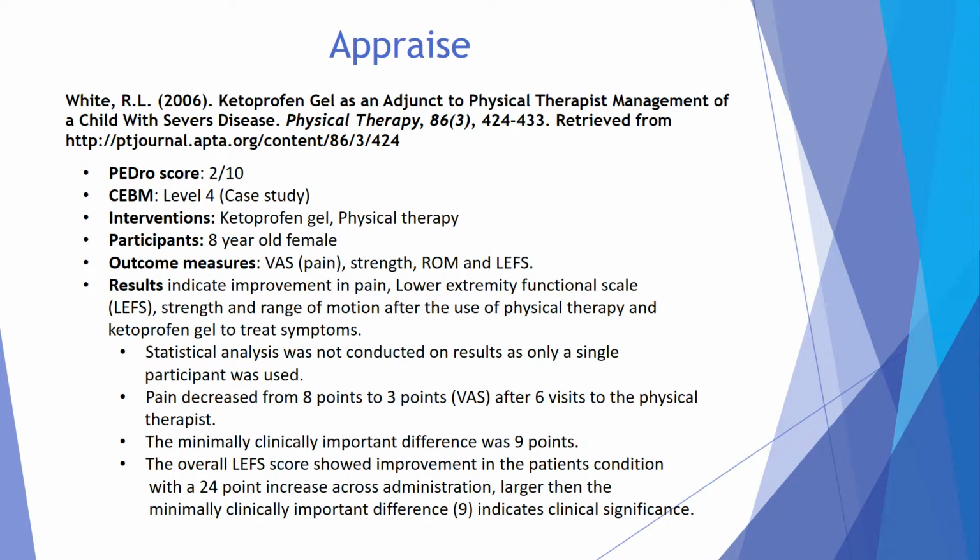The study by Y is a level 4 case study which scored 2 out of 10 on the PEDro scale. This indicates it's a low-quality study. The study was conducted on a single patient with Sever's disease and was treated with a combination of physical therapy and ketoprofen gel. Pain decreased by 5 points on the VAS score. The overall lower extremity functional scale score showed improvement in the patient's condition with a 24-point increase across administration. Results indicated improvement in muscle strength and ankle joint range of motion. Statistical analysis was not conducted on findings as only a single participant was used.